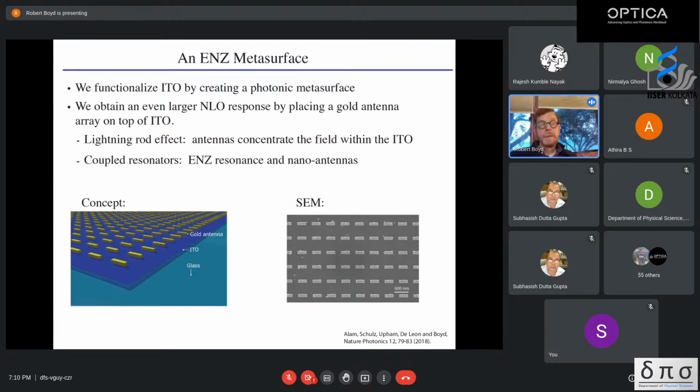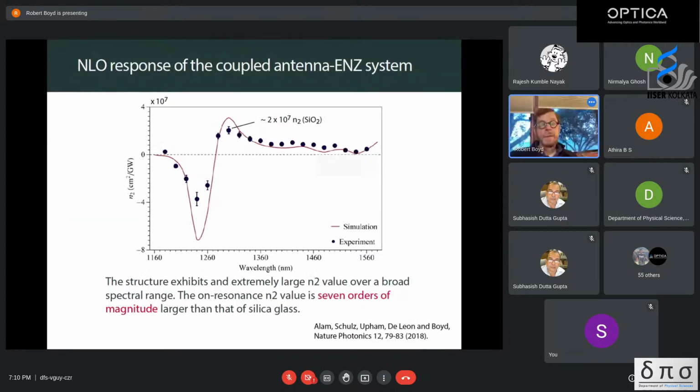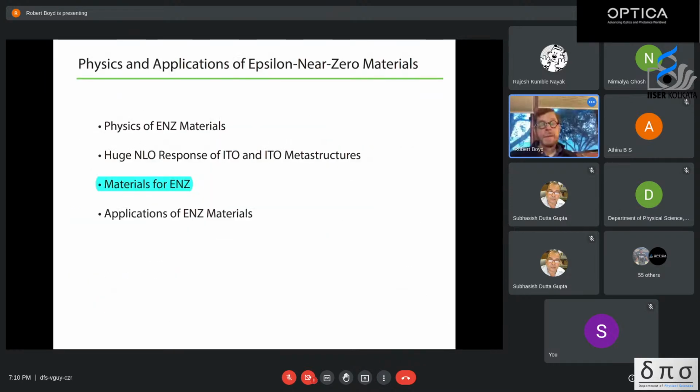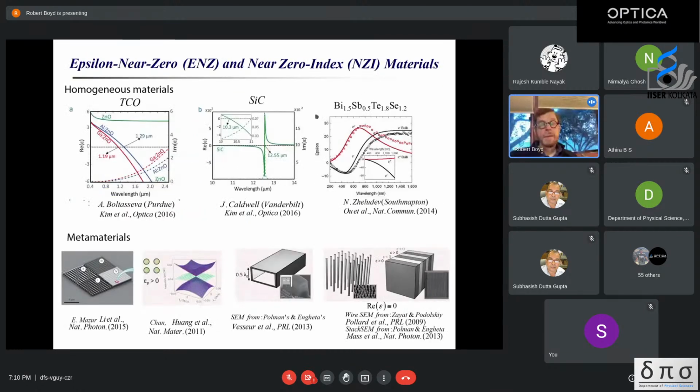I think, let me just skip a little bit, and let's talk about materials for epsilon near 0. This slide simply wants to show that there are a lot of people working on materials for epsilon near 0. There's studies involving homogeneous materials. There's studies involving metamaterials. So it's a big field.